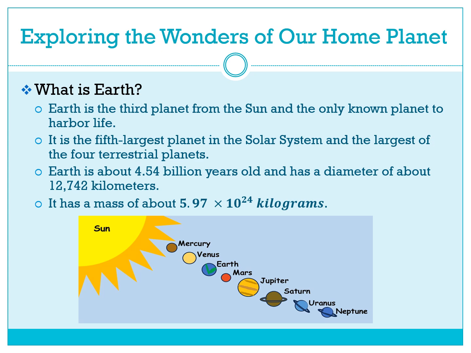Earth is approximately 4.54 billion years old, having formed from a swirling cloud of gas and dust in the early solar system. Its diameter is roughly 12,742 kilometers. Earth has a substantial mass of about 5.97 × 10^24 kilograms, which contributes to its gravity and the ability to hold an atmosphere.